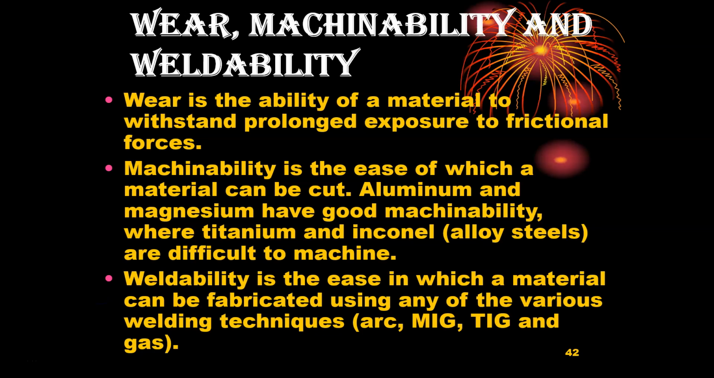Wear, machinability, and weldability. These are things that are important to the machinist and the welder. Wear is the ability of a material to withstand prolonged exposure to frictional forces. Machinability is the ease of which a material can be cut. Aluminum and magnesium have good machinability, where titanium and Inconel, an alloy steel, are difficult to machine. Weldability is just that. It's the ease in which a material can be fabricated using any of the various welding techniques, arc, MIG, TIG, gas. And look at the examples of figure 429 and figure 430.